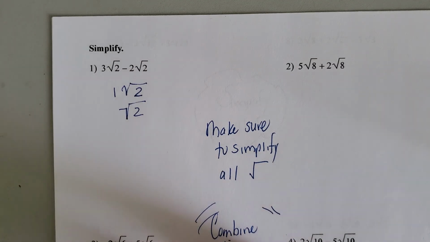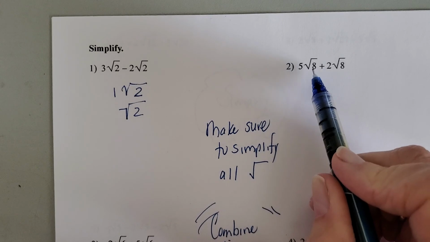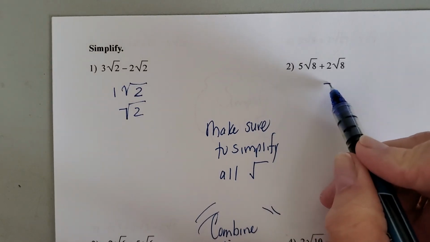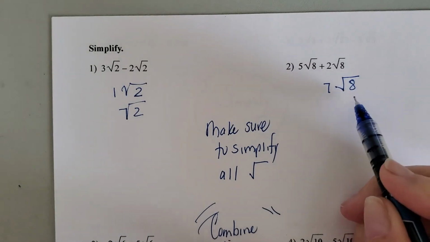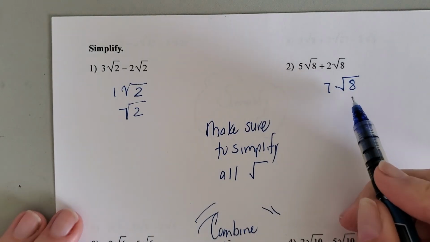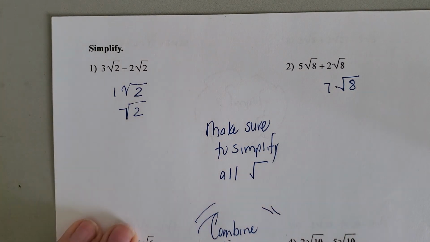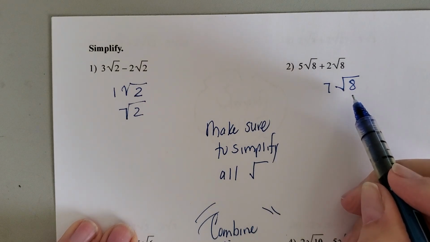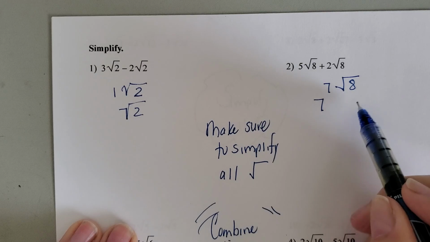Okay. These are both radical 8's, so we can combine them. We have 5 of these and 2 of these, so we have 7 of those exact same things. But this time, we have to look at this radical. That radical always has to be in simplest form. So we need to simplify this radical 8. So we'll leave the 7 out in front. This is just like problems we did the other day.